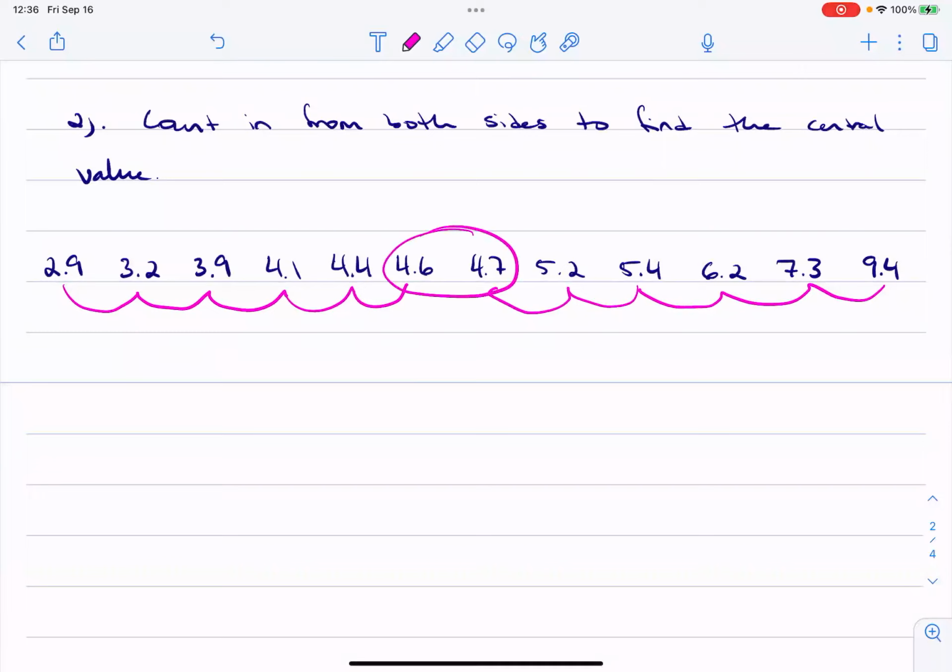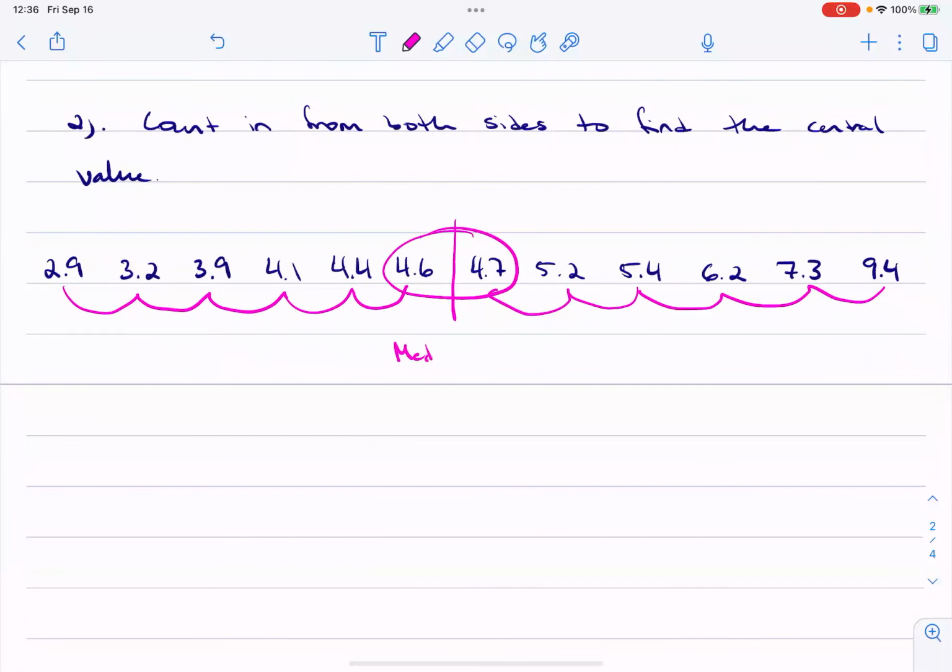To show that that's what I'm doing, I draw a circle around those 2, and then I draw a line down the center. And then I say that the median is 4.6 plus 4.7 divided by 2, 4.65. Nice. Good. So finding the median is just kind of fun.